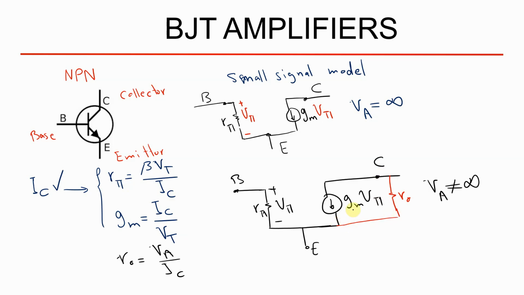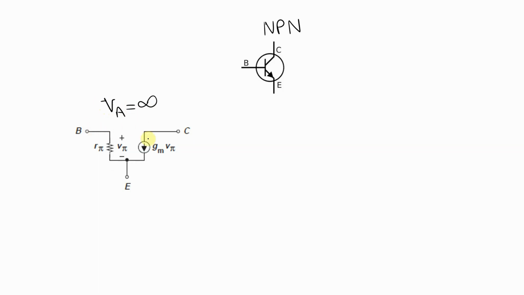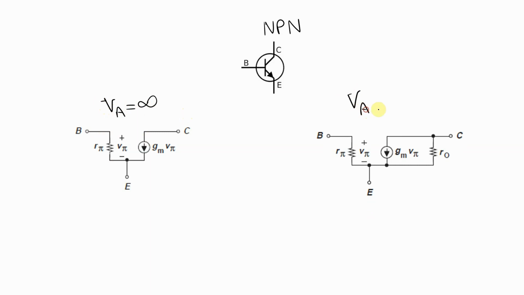Okay, and just to recap this video, we have this NPN transistor, and for this NPN transistor, the small signal model without an early effect, I mean voltage early equals to infinity, is this. And if we have an early effect, which means that voltage early is not equal to infinity, for example, voltage early equals to 25 volt, you have to add another resistor RO to the previous small signal model.